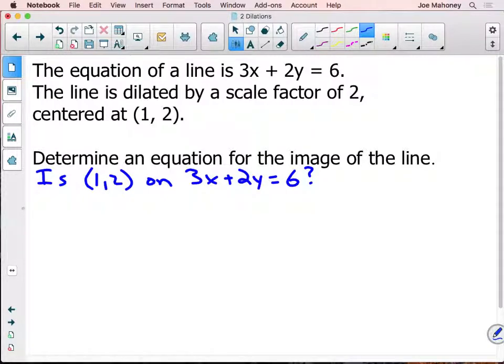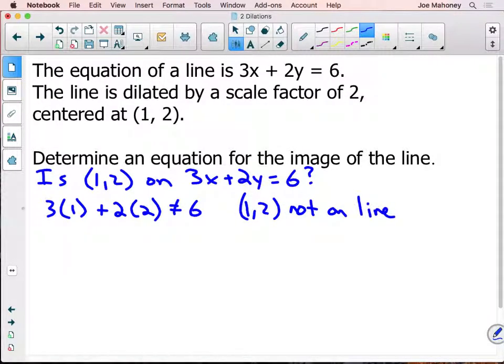How do we test that? Plug in x and y. So I want to see, is 3 times 1 plus 2 times 2 equal to 6? No, it equals 7, right? 3 times 1 is 3, 2 times 2 is 4. So it does not equal 6. That means that point is not on the line, so it goes to a parallel line. So let's figure out that parallel line.